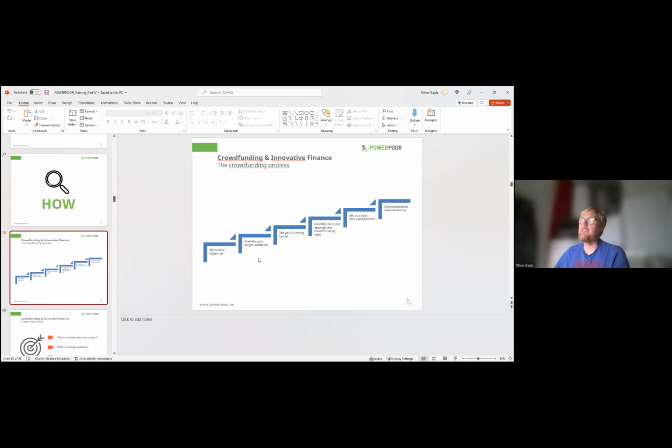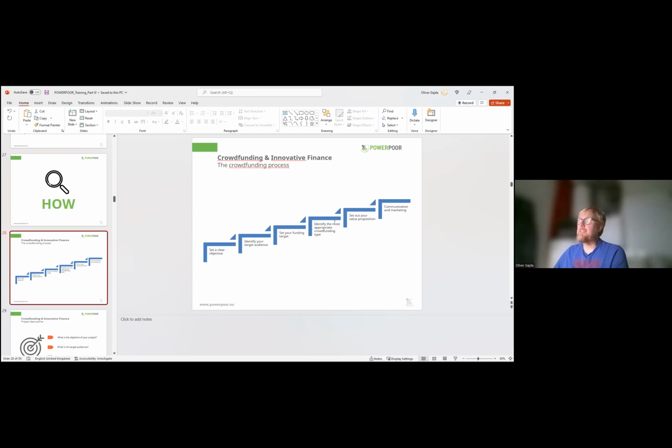You have to have an objective. You need to identify your target audience, and you need to set your funding target, which obviously relates clearly to your objective and your, if you want, business plan of how you get to whatever you want to deliver. The plan is as complicated as your idea, so that you need to work out.